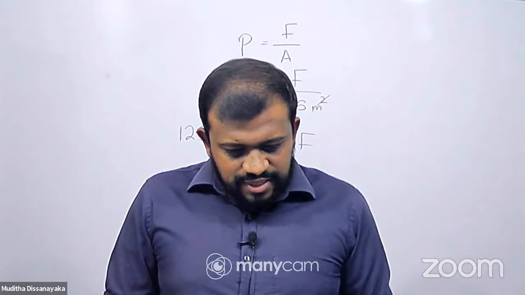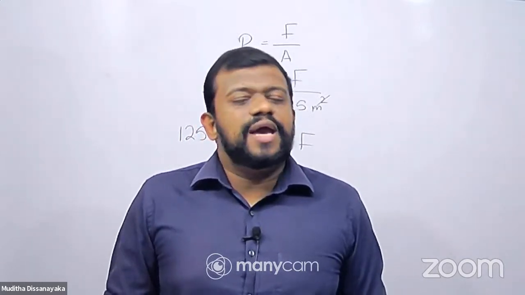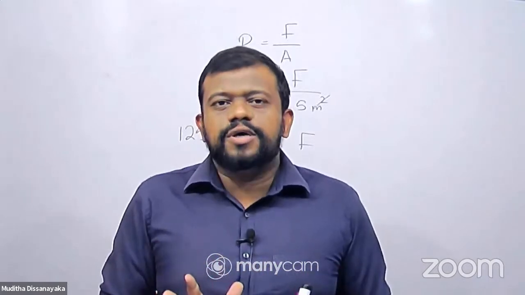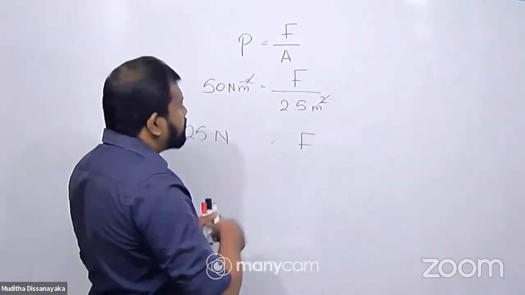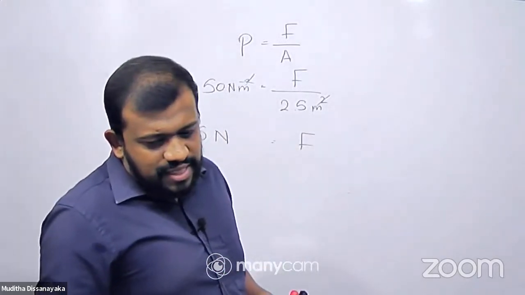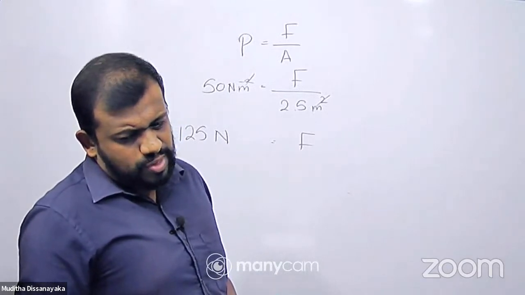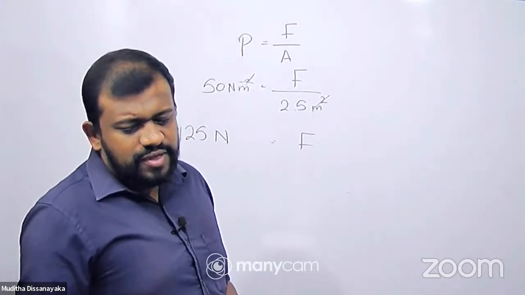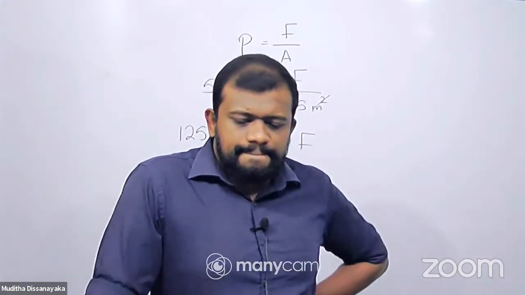Name 2 blood vessels connected to the right ventricle of the heart. We have drawn the whole heart. I'm going to do it again. Name 2 blood vessels connected to the right ventricle of the heart.